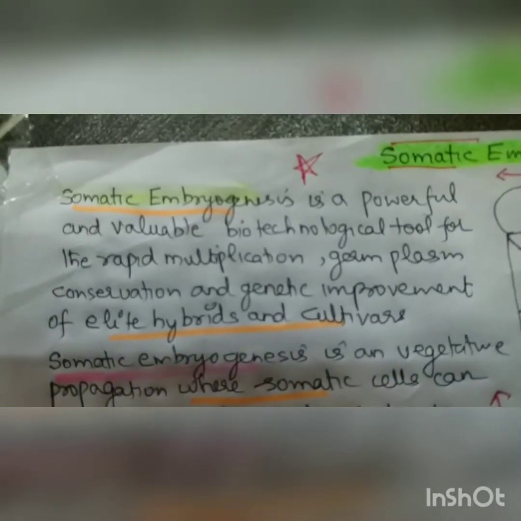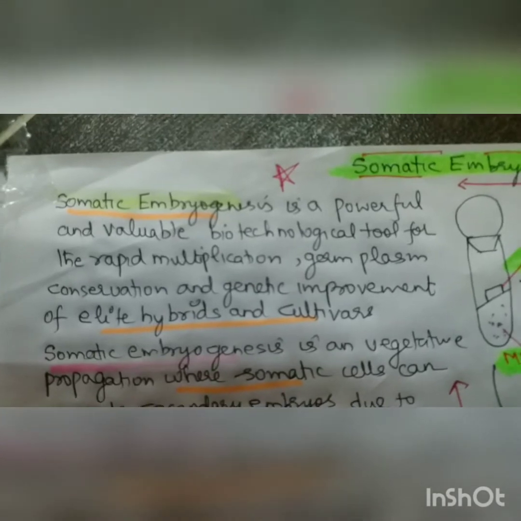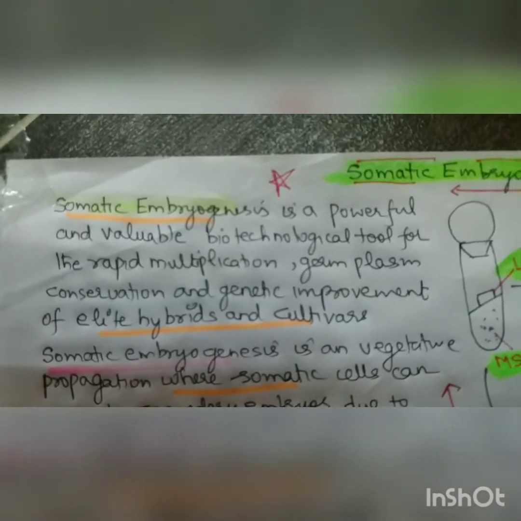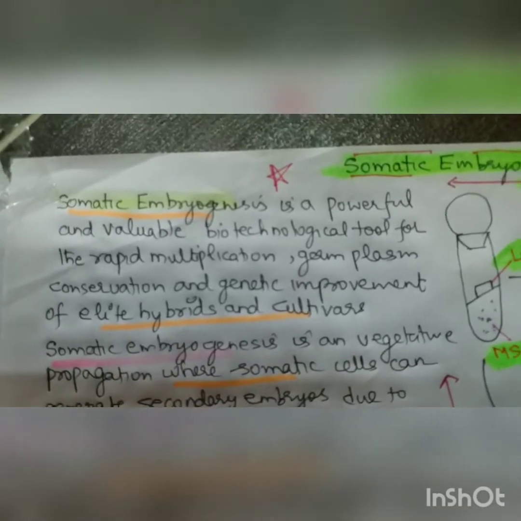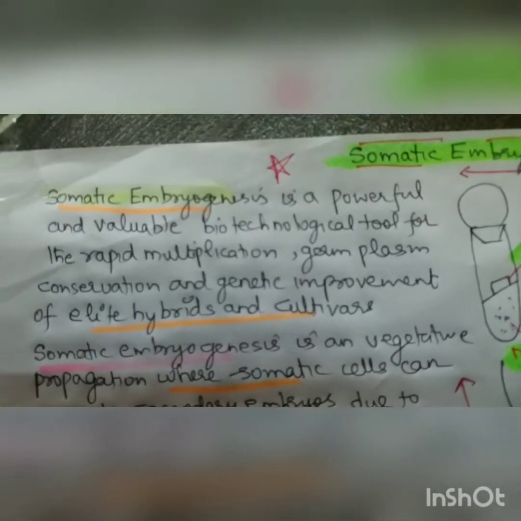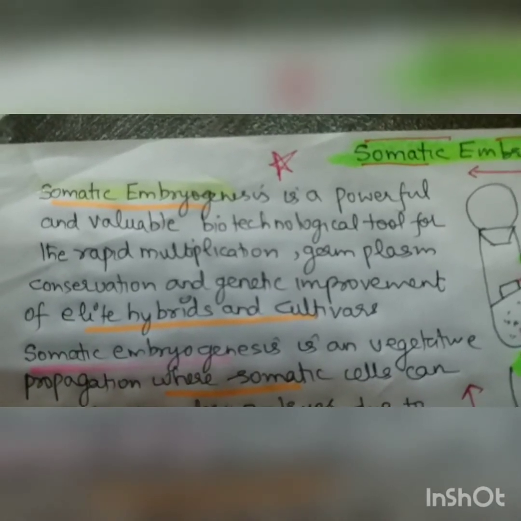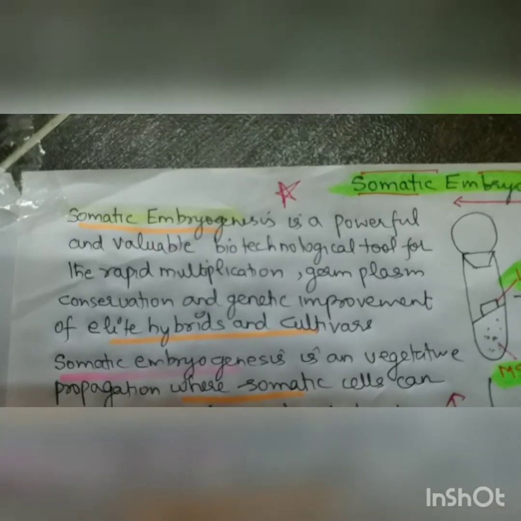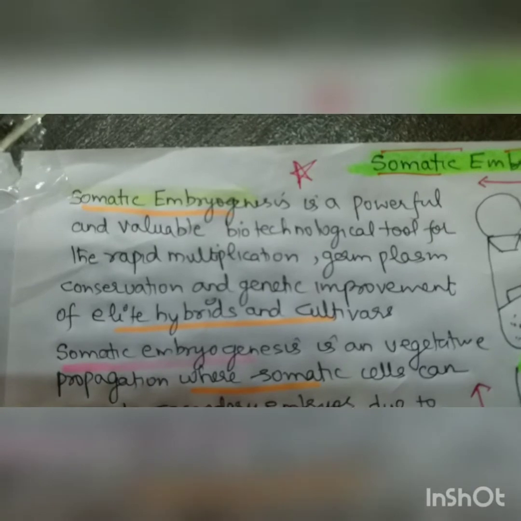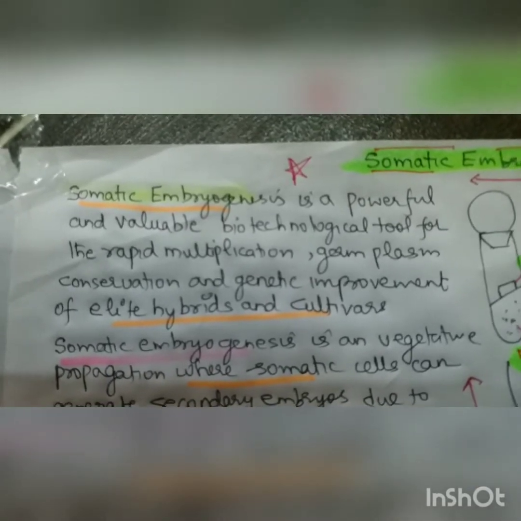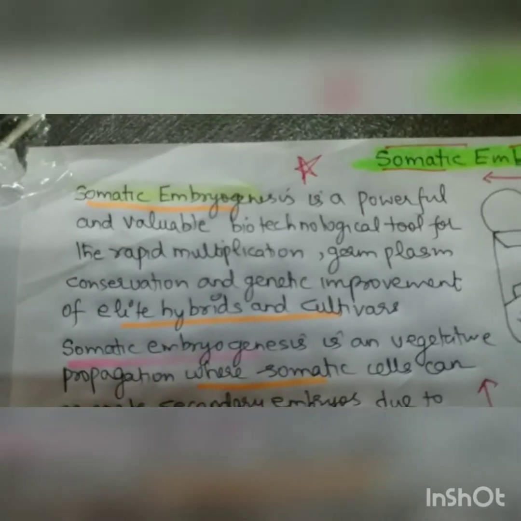Somatic embryogenesis is a powerful, valuable biotechnological tool for the rapid multiplication, germplasm conservation, and genetic improvement of elite hybrids and cultivars. So somatic embryogenesis means the raising of somatic embryos. In orchids, these somatic embryos are called protocorms when raised from seeds, and when from the leaf they are called protocorm-like bodies. And these protocorms are bipolar.